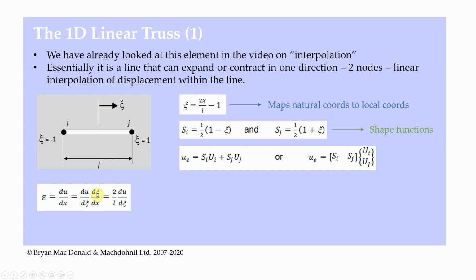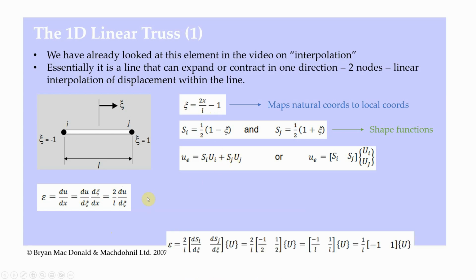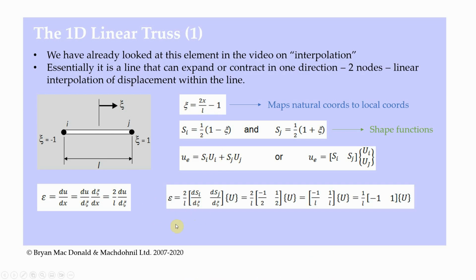So d eta dx comes from differentiating this equation here in terms of x, which will give us 2 over L. So again, 2x over L, differentiate that, gives us 2 over L. And then du d eta we can find from here by differentiating the shape functions si and sj in here. So again, that's what is shown here. I'm saying that at this point I've got 2 over L du d eta.